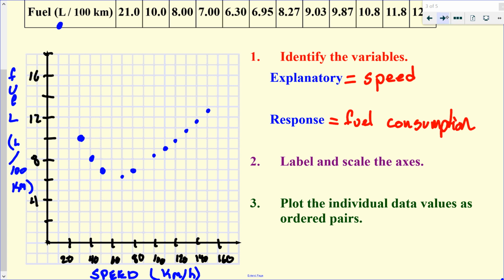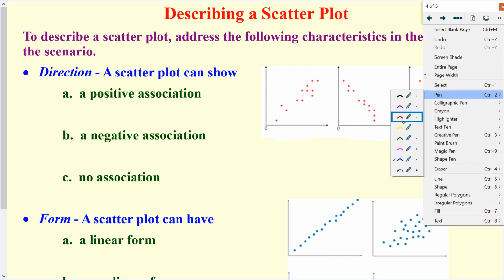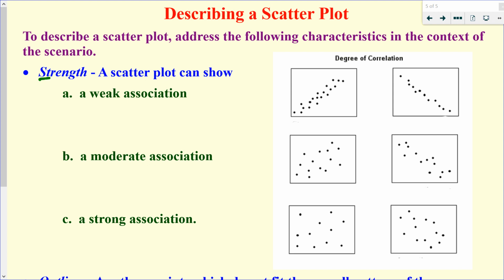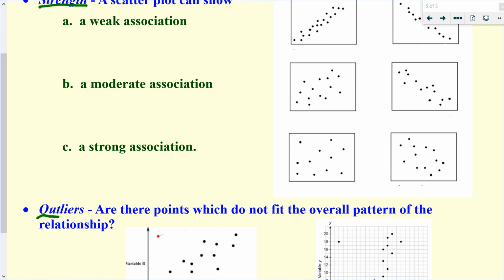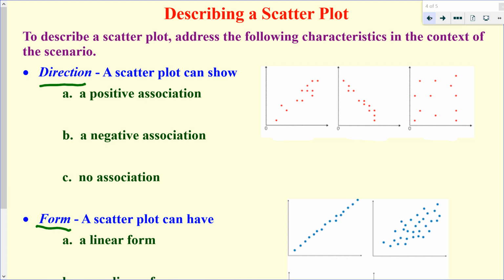And that brings us to the idea of describing a scatter plot. Just like we did GoSox for other quantitative displays, we're going to describe here the scatter plot. And there's 4 characteristics. There's direction, form, strength, and outliers. So going back, let's look at direction.